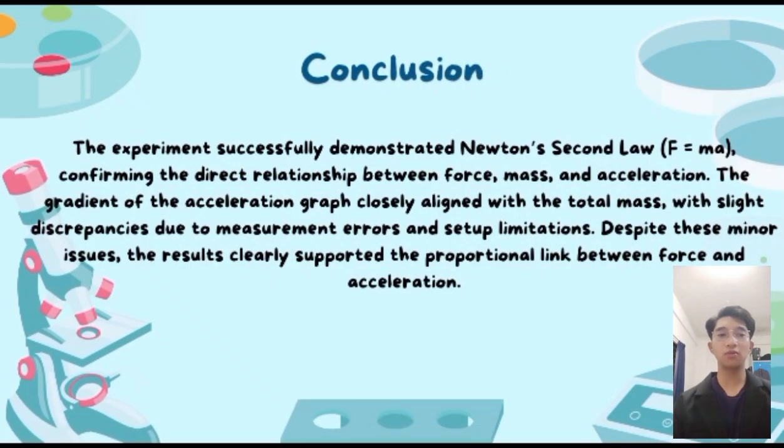The experiment successfully demonstrates Newton's second law, F equals ma, confirming the direct relationship between force, mass, and acceleration. The gradient of the acceleration graph closely aligned with the total mass, with slight discrepancies due to measurement errors and setup limitations. Despite these minor issues, the result clearly supported the proportional link between force and acceleration.